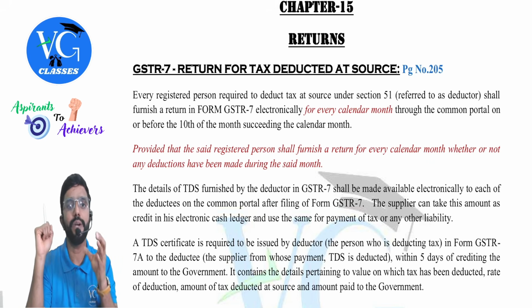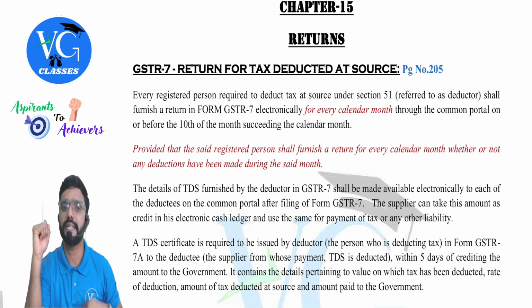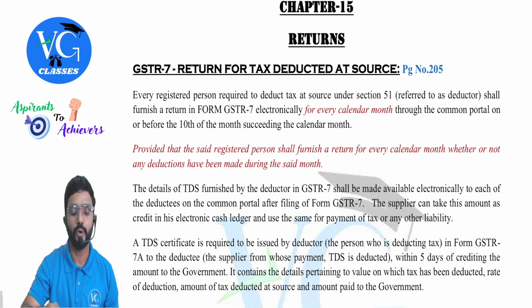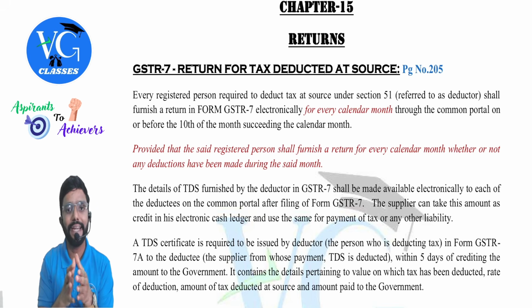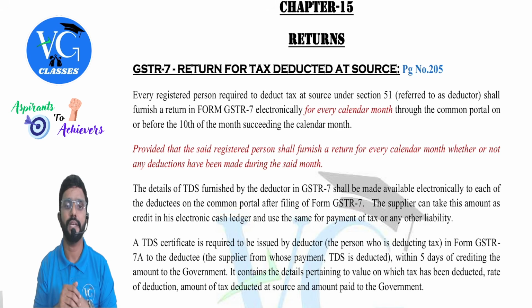Guys, previously how it was is, only if they deduct TDS, they have to file this return GST 7 within 10th of next month. But now what they have told is, see, assume I had deducted TDS last month. In the current month, I have not deducted TDS. Should I still file GST 7? Yes, I have to file nil GST 7. I have to file nil GST 7.